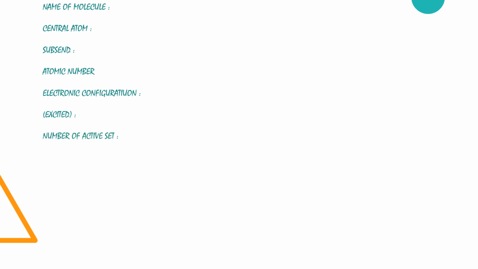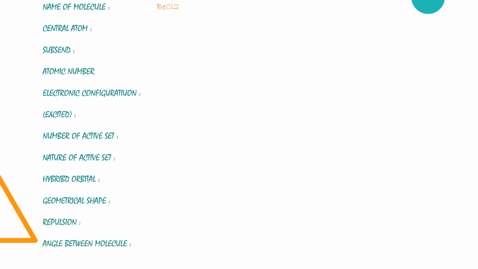After that, number of active sets, nature of active sets, then hybrid orbital, geometrical shape of that molecule, and repulsion. Of course, the angle between the bonds in the molecule. That will help us to understand whether there is a lone pair or not.